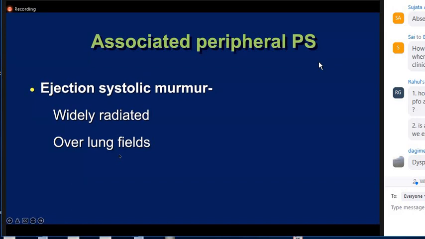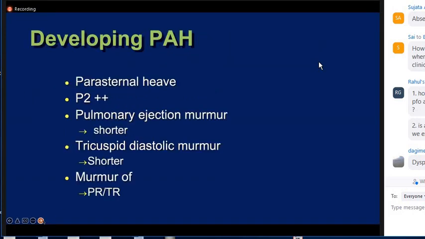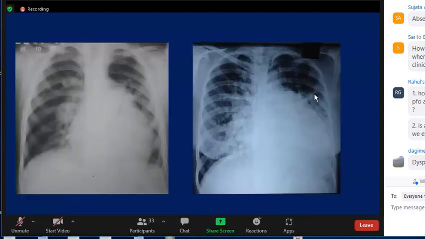So when you have associated peripheral PS, you have a widely radiated murmur over the lung fields. If they develop pulmonary artery hypertension, there will be a parasternal heave, loud pulmonary component, and the pulmonary ejection systolic murmur will become shortened. The tricuspid diastolic murmur will disappear, and there will be new development of pulmonary regurgitation and tricuspid regurgitation.